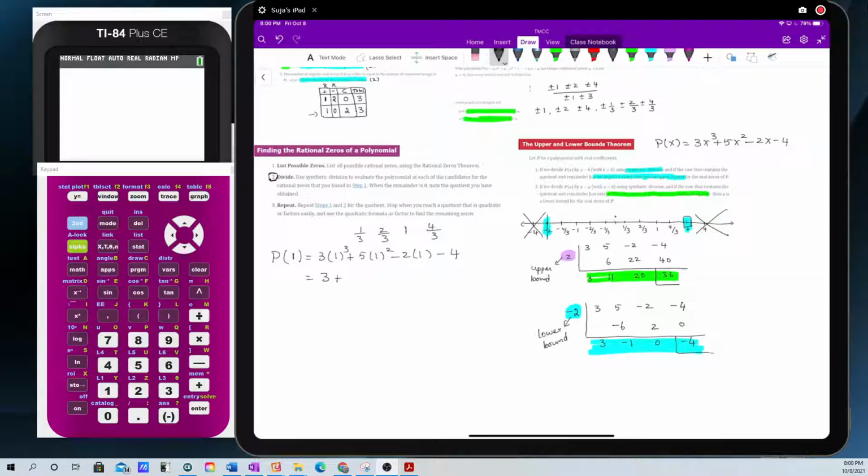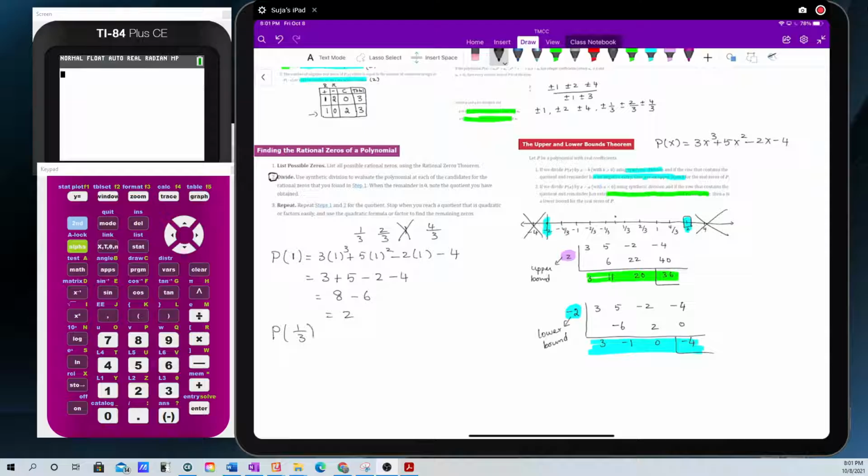3 plus 5 minus 2 minus 4. So this would be 8 minus 6, which is 2. So it's not a 0, so that's telling me this is taken away from the list. So the leftover is now 3 fractions. So again, let me pick P of 1/3.